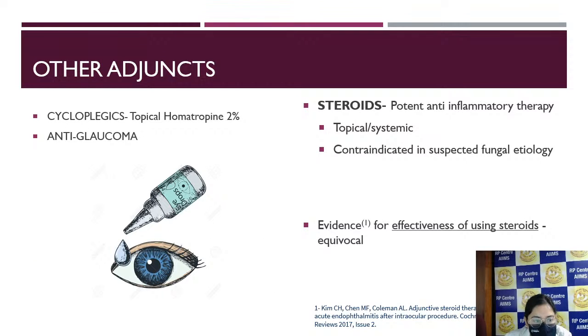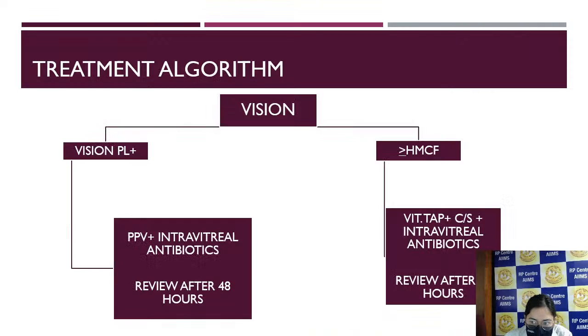Other adjuncts that are used are cycloplegics. As we have seen, there's a tendency of posterior synechia formation, so 2% homatropine is used, and anti-glaucoma medication if the IOP is high. Coming to steroids, it is a potent anti-inflammatory therapy, and recent studies by LVPI have shown that they do have an effect on decreasing the inflammation. But in 2017, a Cochrane review was done on whether adjunctive steroids have to be given in case of endophthalmitis, and they found equivocal results. So it's up to the discretion of the surgeon.